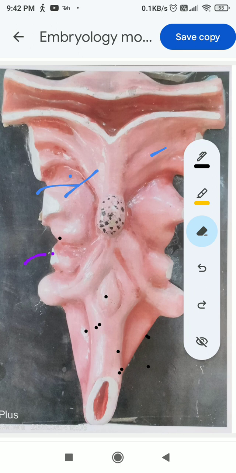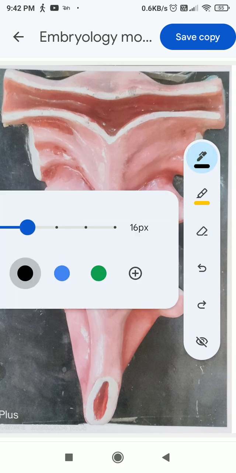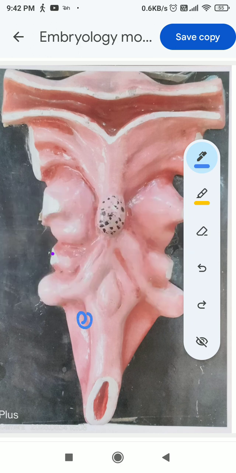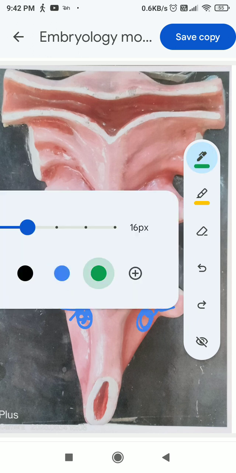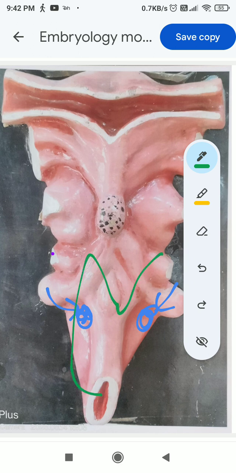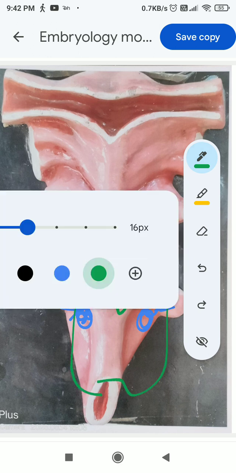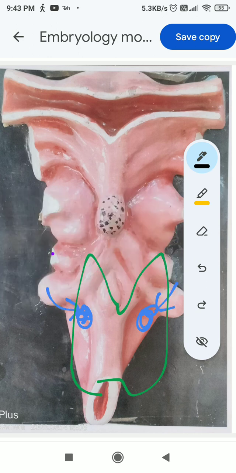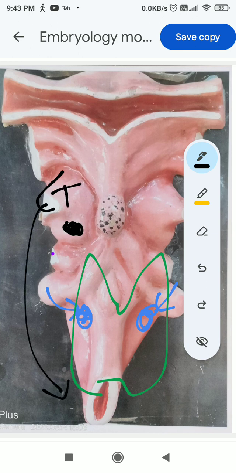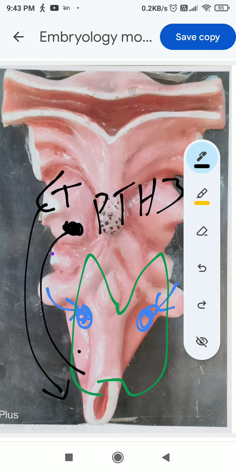Whereas the parathyroids, which are 4 in number, are developed from the following. Parathyroid 4 develops from the fourth pouch. It will give rise to superior parathyroid, whereas parathyroid 3, which grows from the third pouch, grows further downwards. It is here. Along with thymus, it will grow. So thymus grows downward. So parathyroid 3 will be dragged downwards.